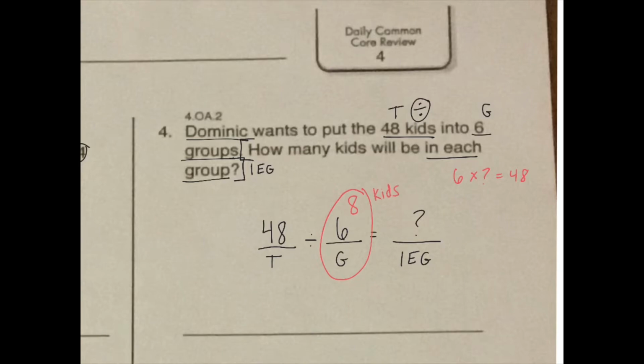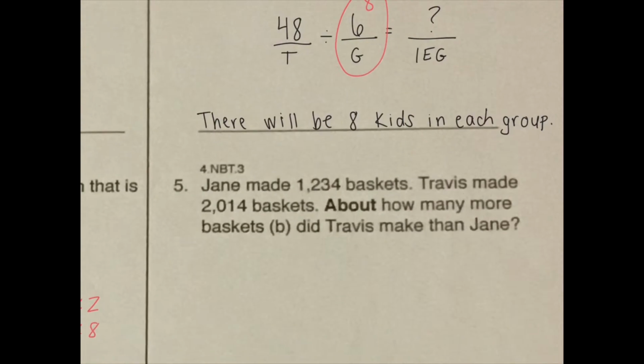and then I can write my sentence. How many kids will be in each group? There will be 8 kids in each group. Period. All right, let's try number 5.